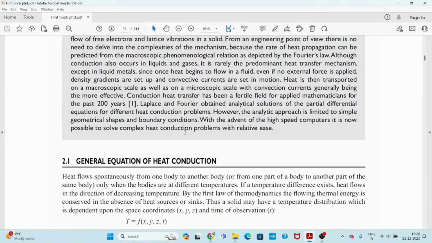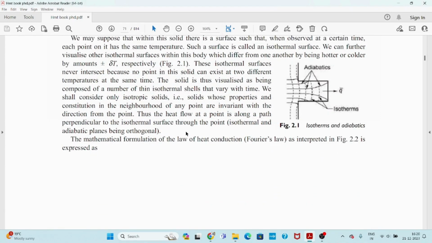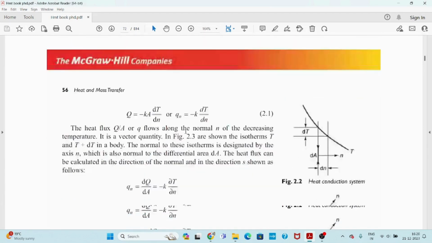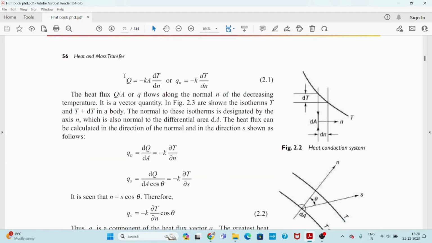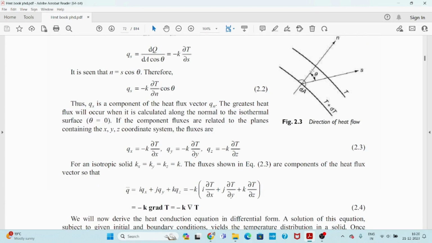I'm not going to cover all the theory. I'm just going to tell you the important formulas and important theories that you have to remember every time. Here is the general formula of heat conduction. You already know that, and you must remember it whenever there is heat transfer through a surface area, and you can use this formula.